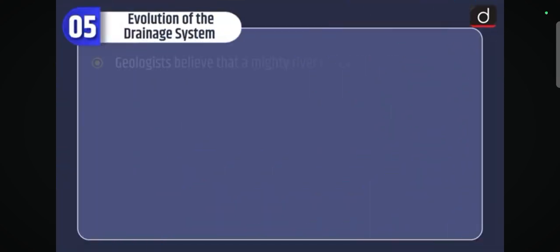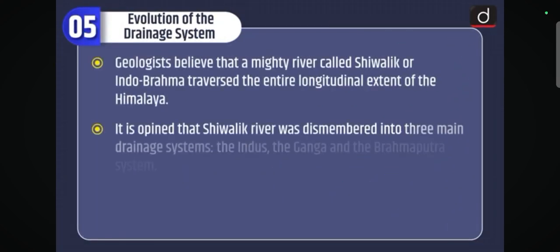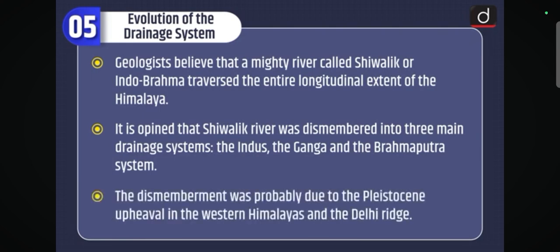Now moving on to evolution of the drainage system. Geologists believe that a mighty river called Shivalik or Indo-Brahma traversed the entire longitudinal extent of the Himalaya. It is opined that the Shivalik river was dismembered into three main drainage systems, the Indus, the Ganga and the Brahmaputra system. The dismemberment was probably due to the Pleistocene upheaval in the western Himalayas and the Delhi Ridge.